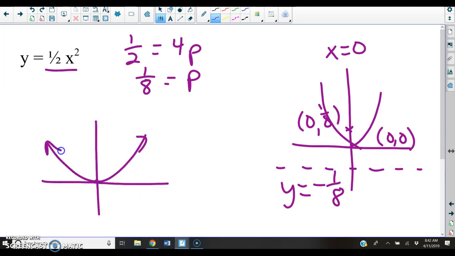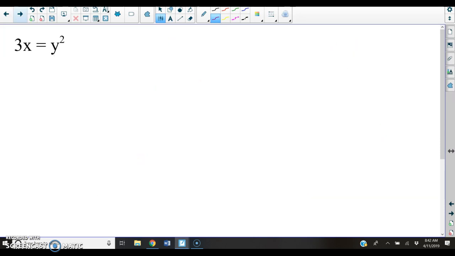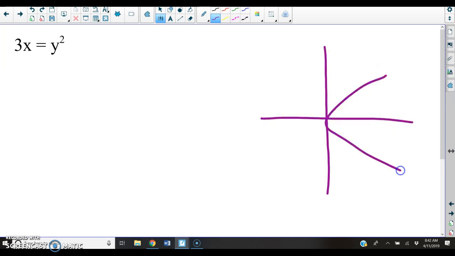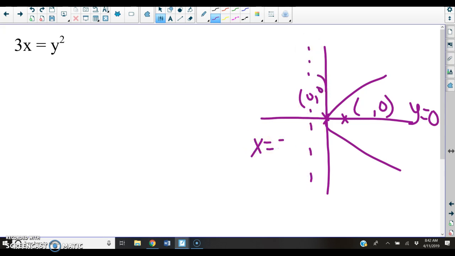Okay, and again, the closer your focus and directrix are together, the wider your parabola will be. Okay, 3x equals y squared. So this time it's an x equals, so it's going to open this way. So my axis of symmetry is y equals 0. I don't know my focus. I know my vertex is (0, 0). And my directrix is going to be x equals -something.